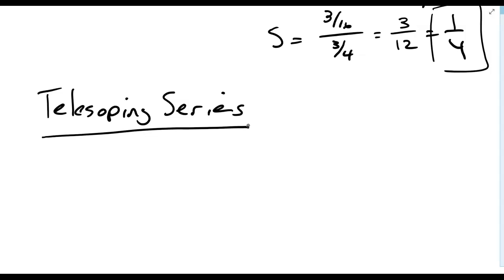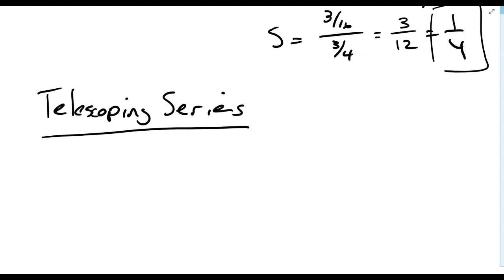What was really nice about the geometric is the fact that it had a formula that we can come up with to find what value it converges to. That part was incredibly useful, and not many series do you get that formula. But one other series where you can do it is the telescoping series.